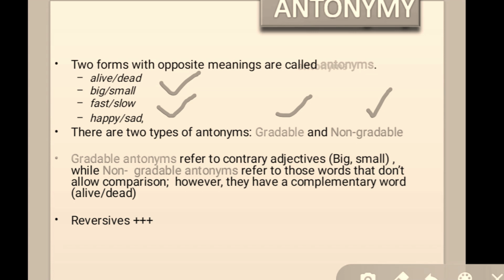The second point is that comparative constructions can be made of gradable antonyms. For example, you can say smaller, you can say bigger, and you can say Ali is smaller than Akram. A pony is smaller than a horse. So this is some sort of comparative construction. Comparison can be made with gradable antonyms.